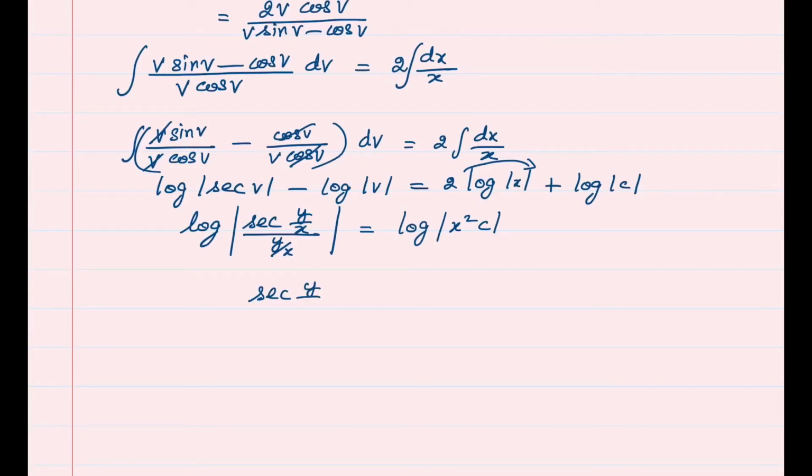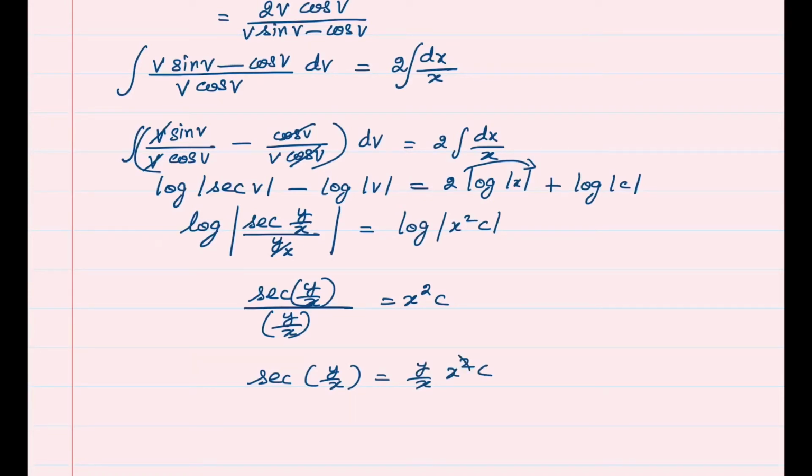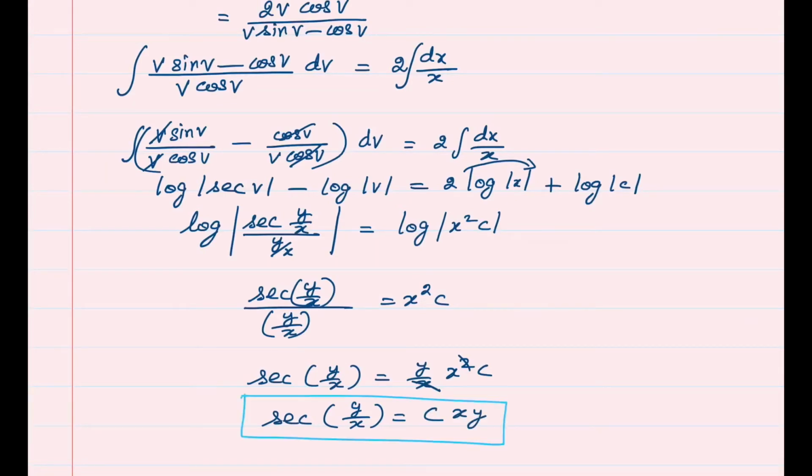Secant y by x divided by y by x is x square c. Let us cross multiply. Secant y by x is y by x times x square c. We can cancel x. Therefore, secant y by x is cxy. You may give this answer in terms of cos as well.